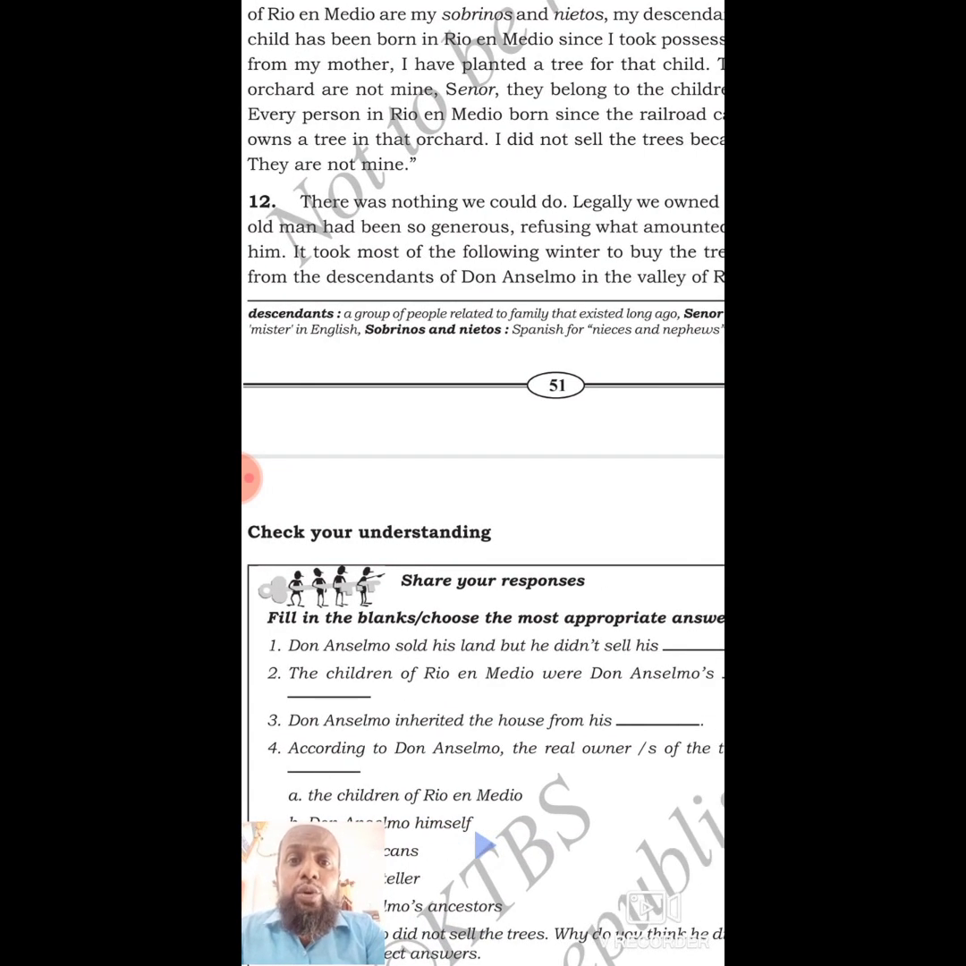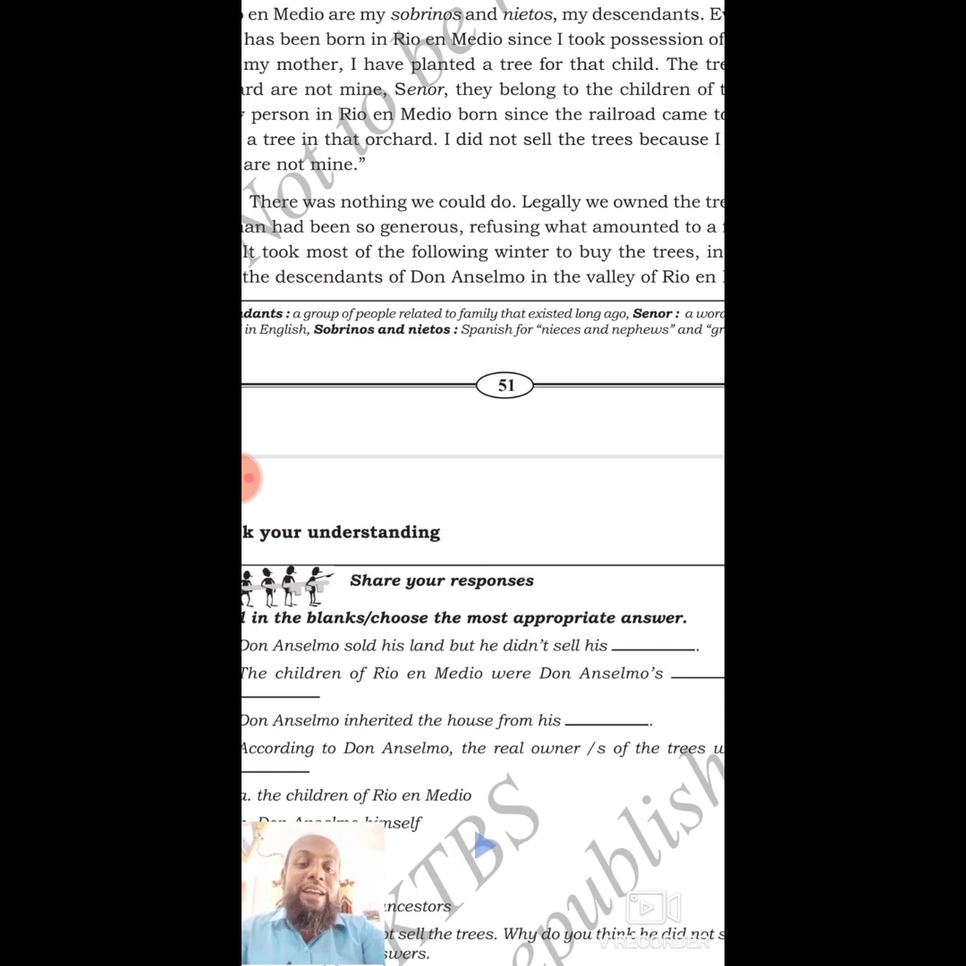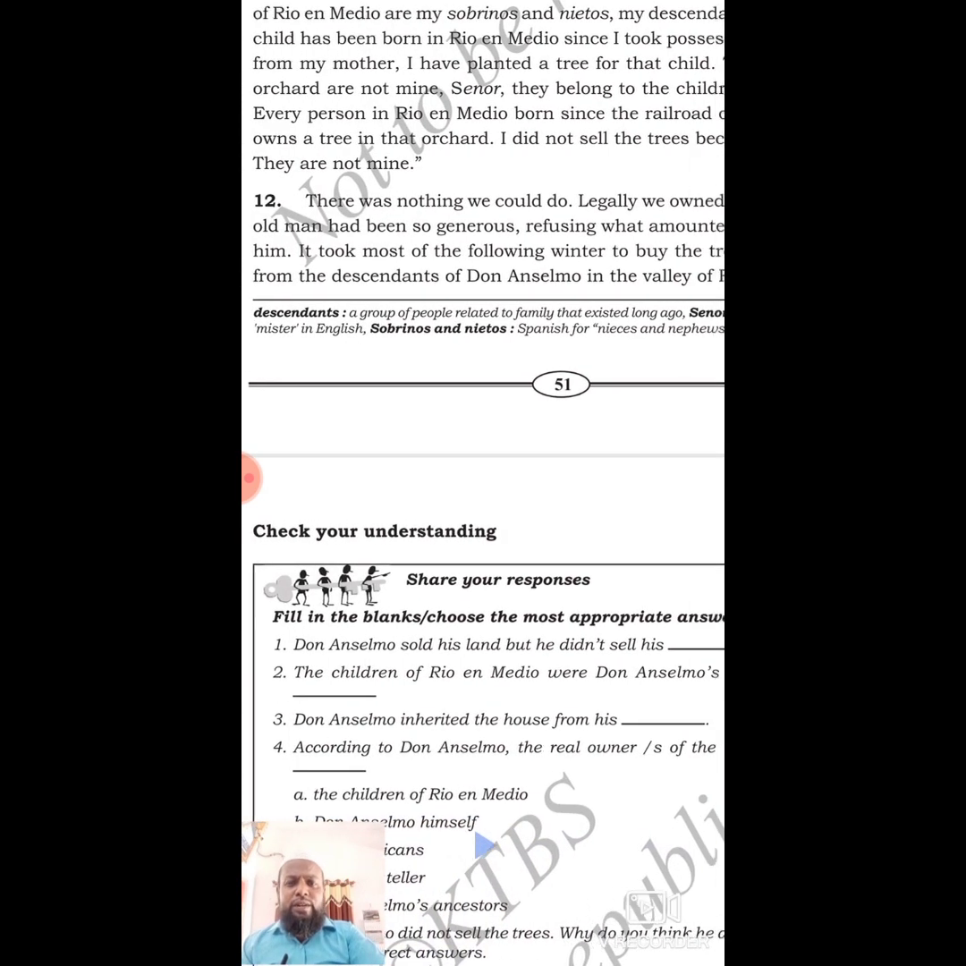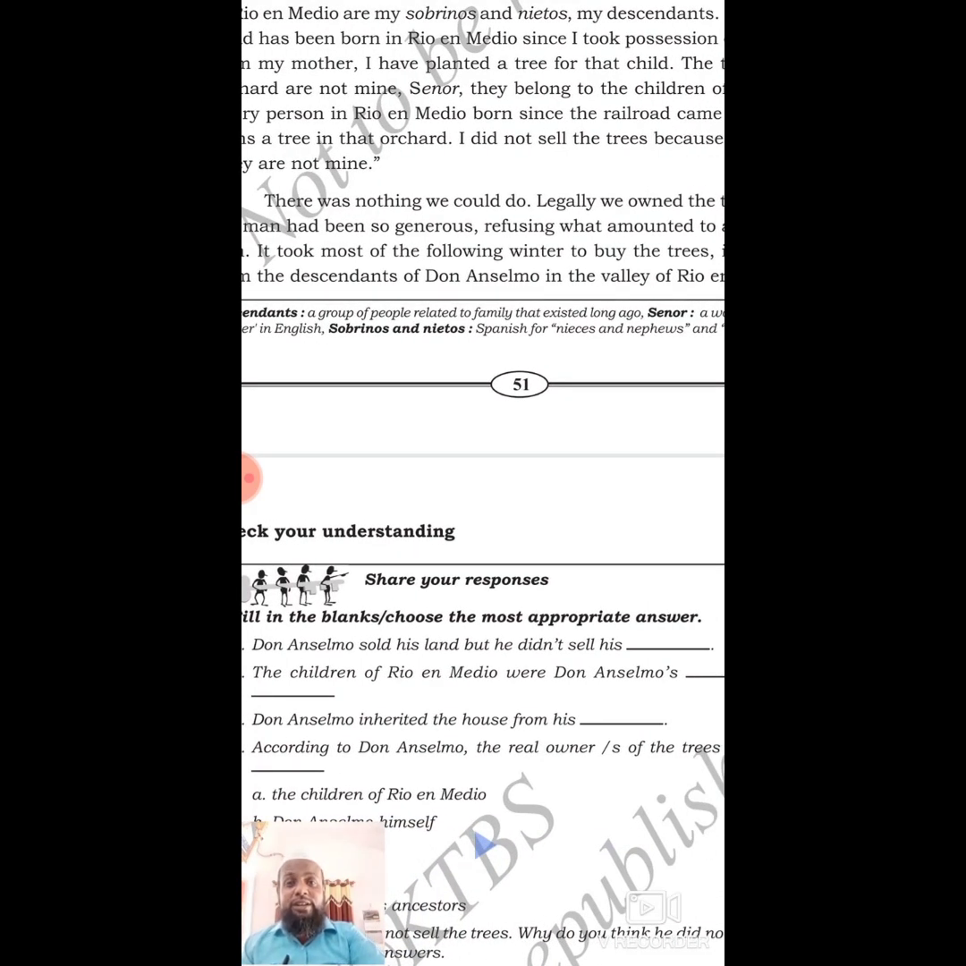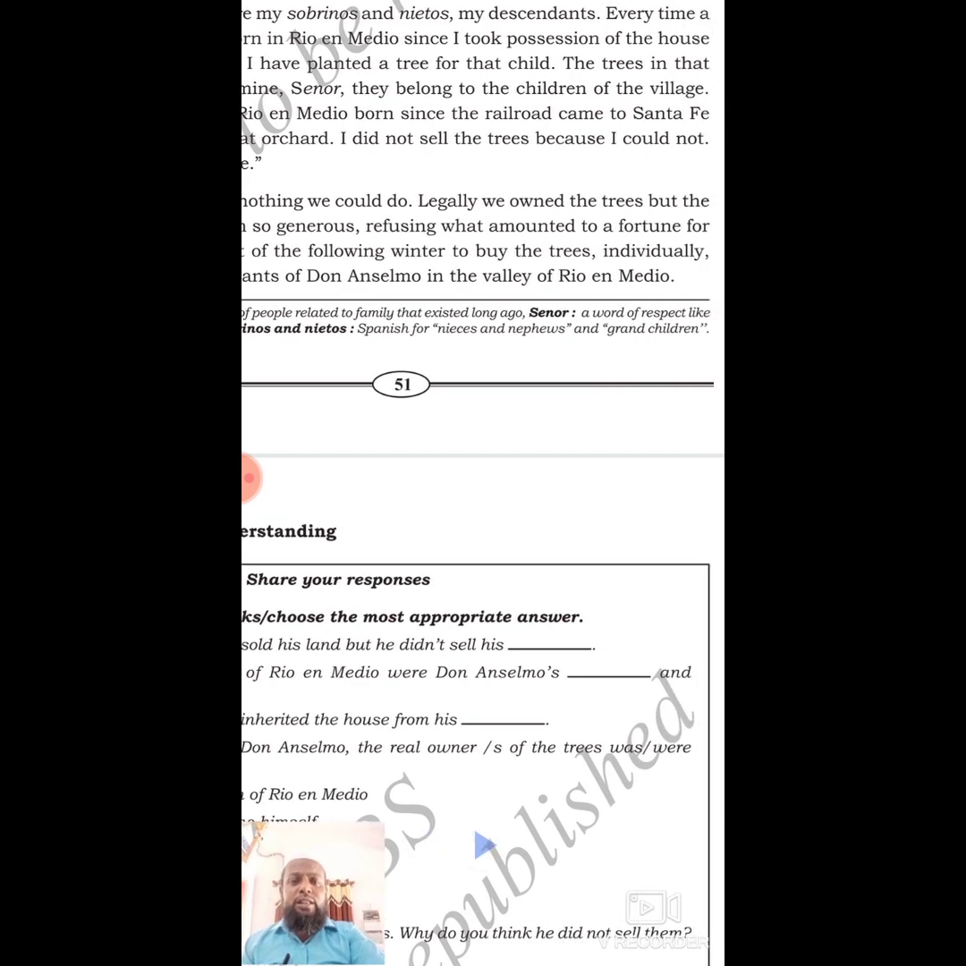For him it took most of the following winter to buy the trees and all. It took one more season to buy these trees individually from the descendants. If you want to purchase this, you have to come individually, Don Cacahuate, in the valley of Rio en Medio. That means to purchase the property along with the trees, it takes descendants or seasons together. That is highly impossible, to stop the playing over there and take possession of the trees.